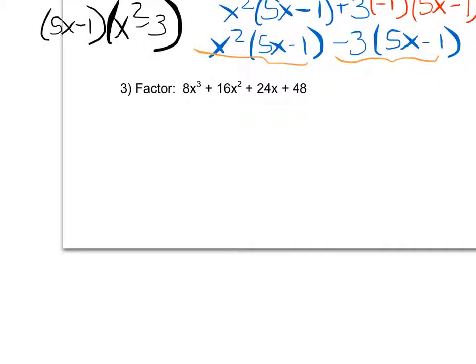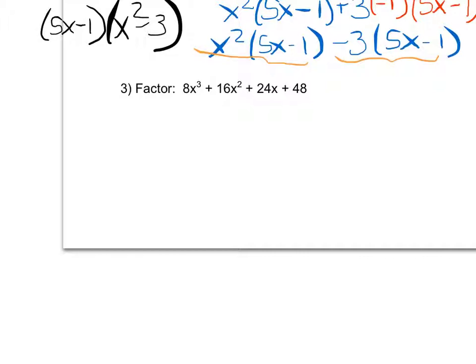If you'd like to try and pause it and do it on your own, please do so. Remember that our first step, no matter what process we are using, is always to check for a GCF first. Okay, so let's go through this one.